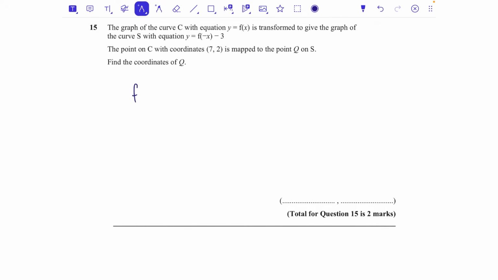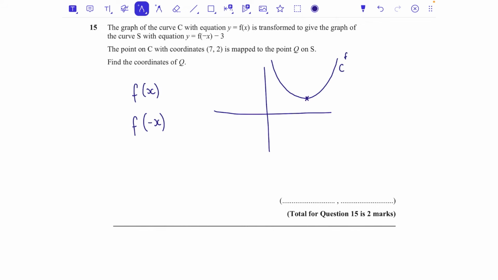If I have a graph f of x, if I want to do f of minus x, that is a reflection. It actually takes the graph, whatever it is. Let's just say it's a quadratic, okay? So let's just draw a quadratic C. And we'll draw a quadratic 7, 2. So we'll say that there's a point on this graph, can be whatever you like. We'll just do a lovely graph coming down like that. There we go. So we'll say that that's C, and we'll say that's f of x.